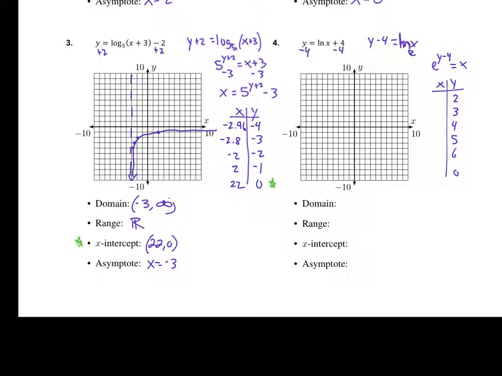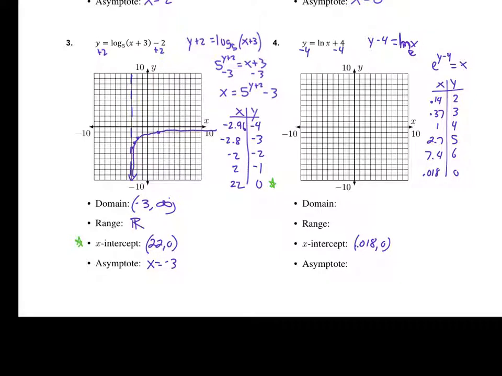If we plug in 0, we get e to the -4 power, which comes out to 0.018. So that's our x-intercept. If we plug in 2, use your calculator to come up with 0.14, 0.37, 1, 2.7, and 7.4.